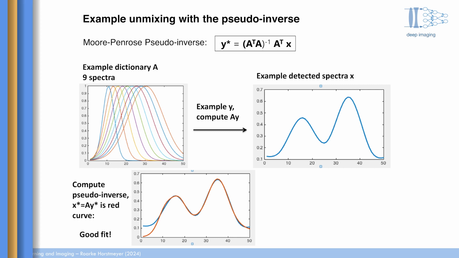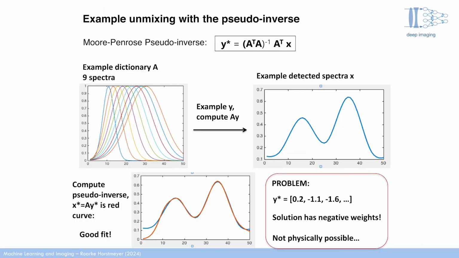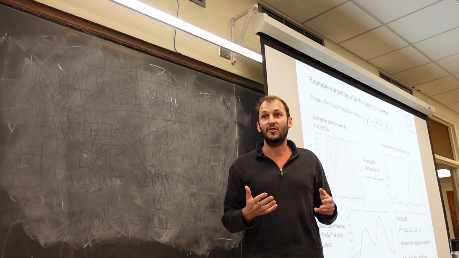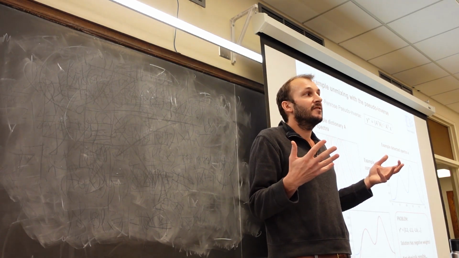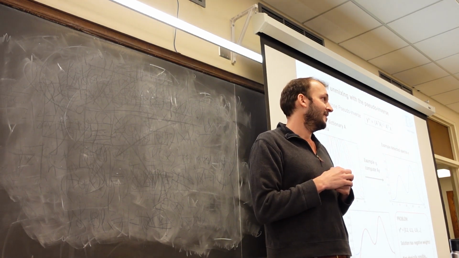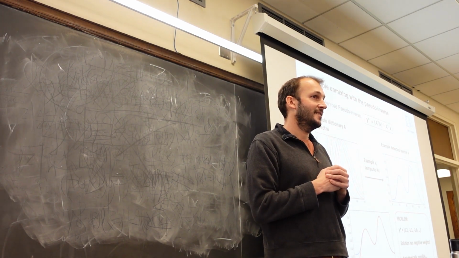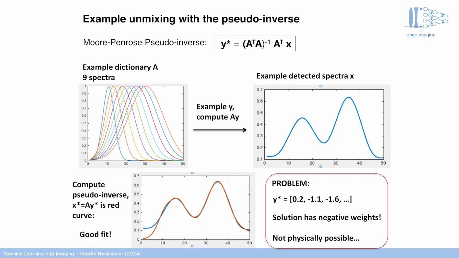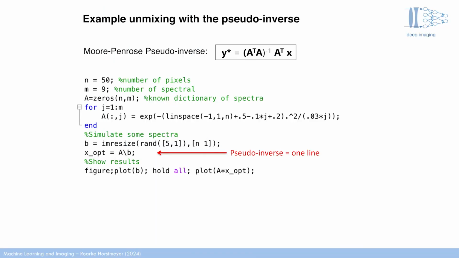All right, so if you just did this, these are the values I get for Y star. I got 0.2, so 20%, and then negative 1.1, and then negative 1.6, etc. So that is not a solution because you can't have negative fluorophores. There's no such thing as negative light unless you're in the quantum world or something. So I didn't set up my problem correctly. The solution cannot have negative weights. So now I need to update my optimization approach. This is the code I used to generate that, just so you can see it.